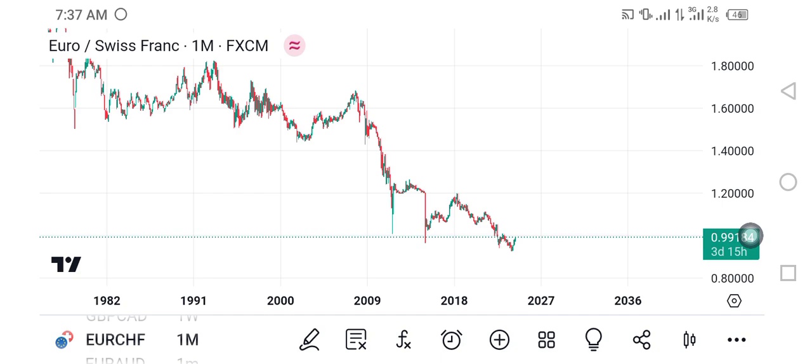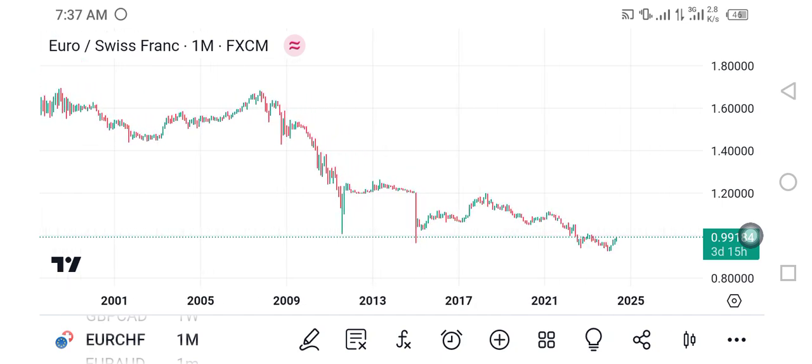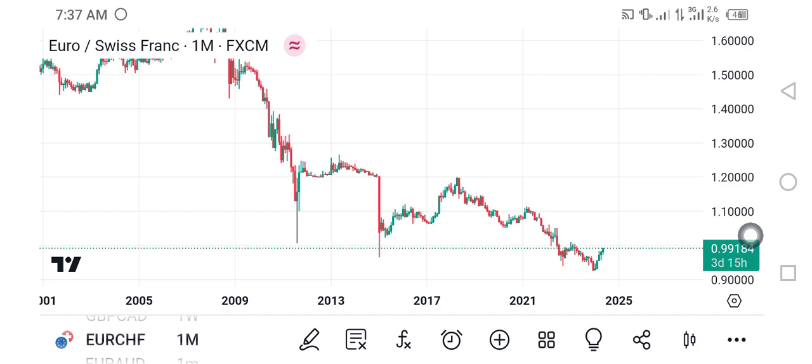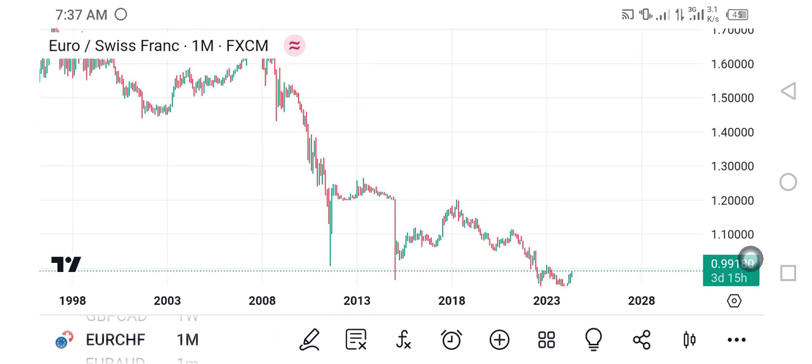So guys, whenever you want to analyze a market, you start from the higher time frame. For me, I love starting from the monthly time frame, like what you are seeing here. The EURCHF is currently on the monthly time frame. So from here, what do I do?